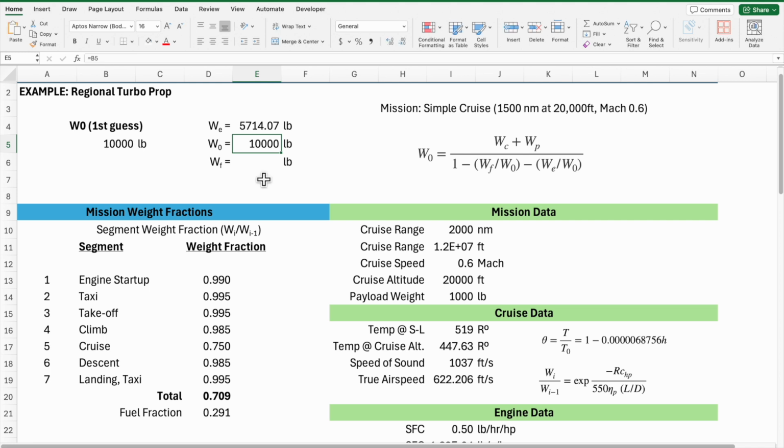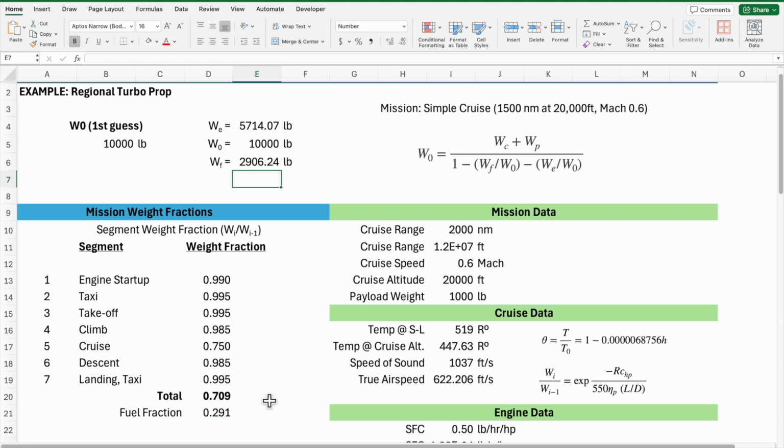So based on my trend, if our aircraft was 10,000 pounds, then based on the similar aircraft data, we would likely have an empty weight of around 5,700 pounds. So that would mean our empty weight fraction is about 57%. We just take the WE divided by W naught. And then our fuel weight fraction is independent of this, but I'm just going to write our fuel weight fraction just so we get a sense of how much fuel we have. And that's going to be equal to our gross weight times our fuel weight fraction, 0.291.